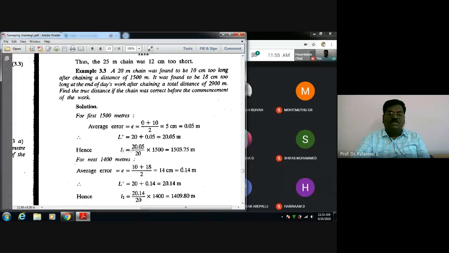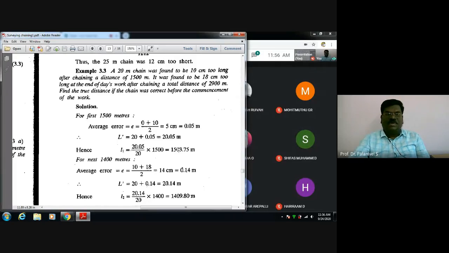True length L1 is equal to the measured length 1500. You can write L1 dash into capital L dash by L. We put it first. That is 1500. What is that? Measured length. L1 dash 1500 into capital L dash divided by capital L. So 20.05 divided by 20. It is equal to 1503.75 meter. This much we have found. That is the true length of that line.